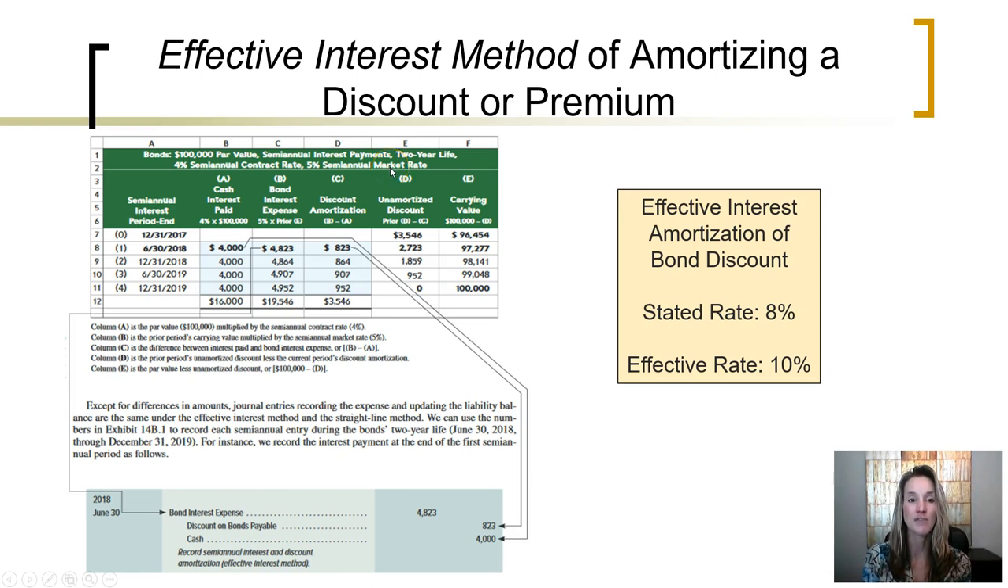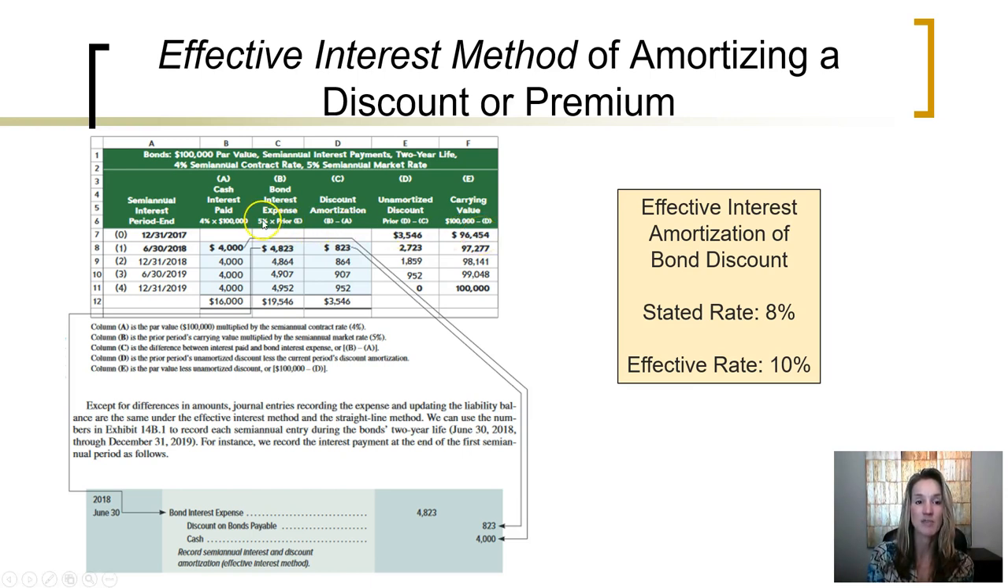To calculate the first interest payment, these bonds are issued at a discount. They are issued for $96,454, meaning they have a discount of $3,546. To calculate the amount of interest expense and the amount of discount amortization on that first interest payment, we take the current carrying value of the bonds when the interest payment is being made. On June 30th, the first interest payment is made when the carrying value of the bonds is $96,454.